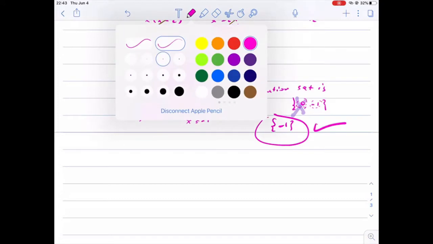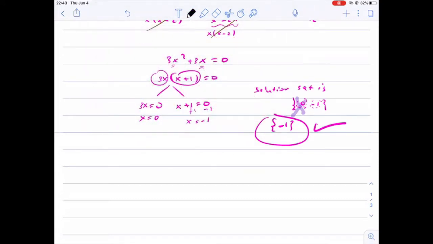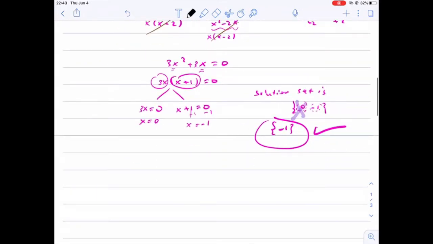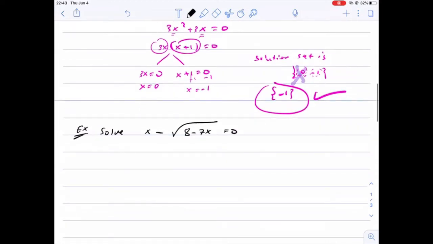Now those were rational equations. What about radical equations, or equations that involve some square root or something like that? For example, if we want to solve x minus square root of 8 minus 7x equals 0. In this type of problem, we need to isolate the square root. So we add square root of 8 minus 7x to both sides, and then we get x equals square root of 8 minus 7x.